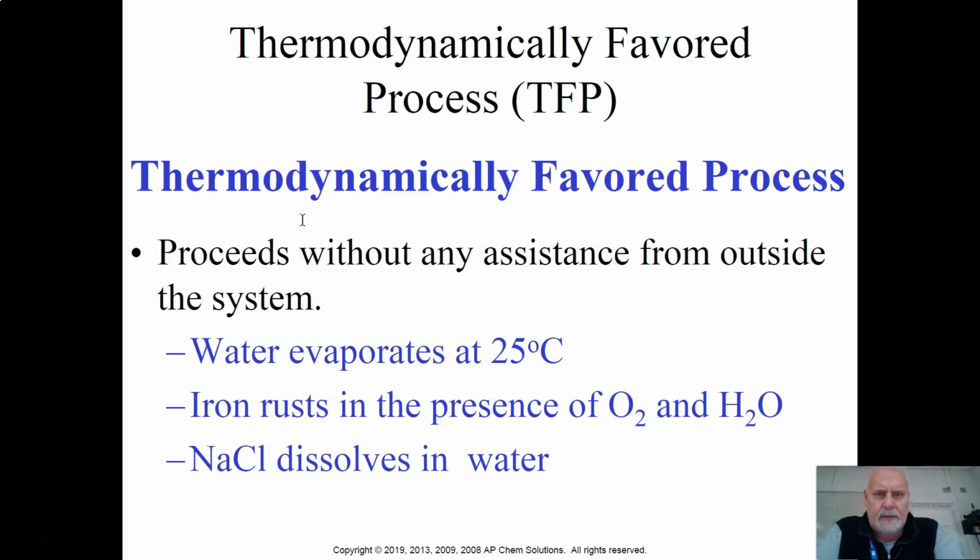This is a really important concept here, and they'll use these initials TFP to represent a thermodynamically favored process. What that means is it proceeds without any assistance from the outside system. A lot of times the word spontaneous is used. Thermodynamically favored process is a better and more updated term for that.